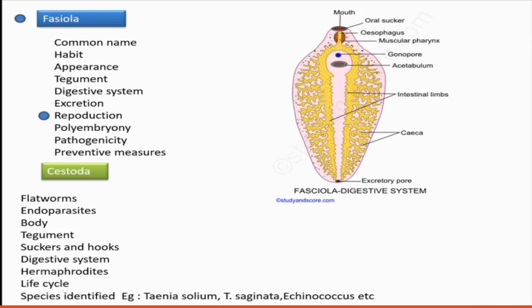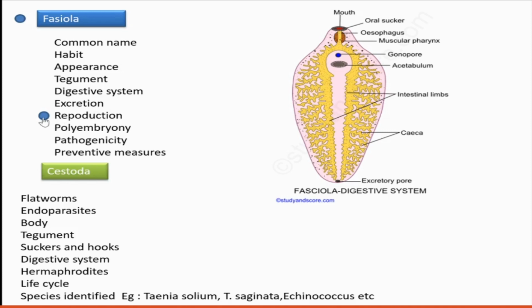Then the exterior excretory aperture is also present at the tip of the body. Next, it also has a tegument. Tegument means the outer body covering, protective in function. Regarding the digestive system, this consists of mouth, pharynx, and a bifurcated intestine; bifurcated means two branches are there. Then excretion is with the help of flame cells.